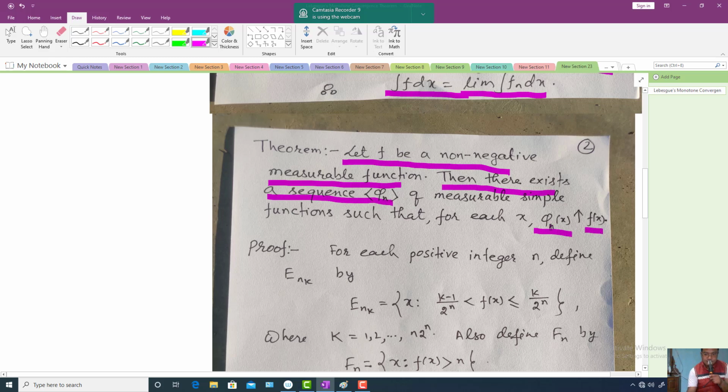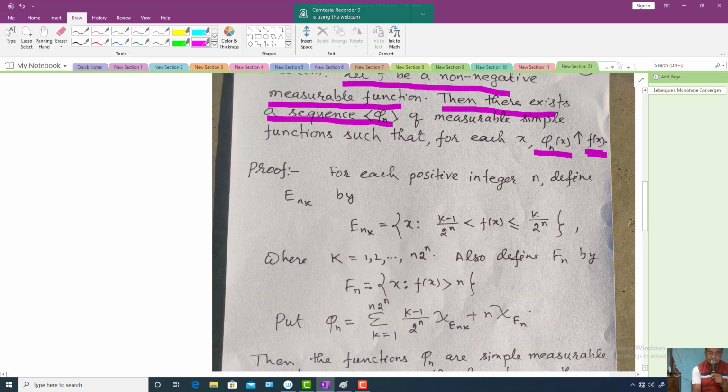to f of x. That means what? This arrow up means the sequence phi n of x is increasing and it is converging to the function f of x. All right, so what is the conclusion of the theorem? For every non-negative measurable function, there exists a sequence of measurable simple functions which is monotonic increasing and converging to the function f. All right, so this is one of the important theorems in measure theory. So now, let us do. The construction is a little bit tedious, but I will give you a simple example to make you understand easily.